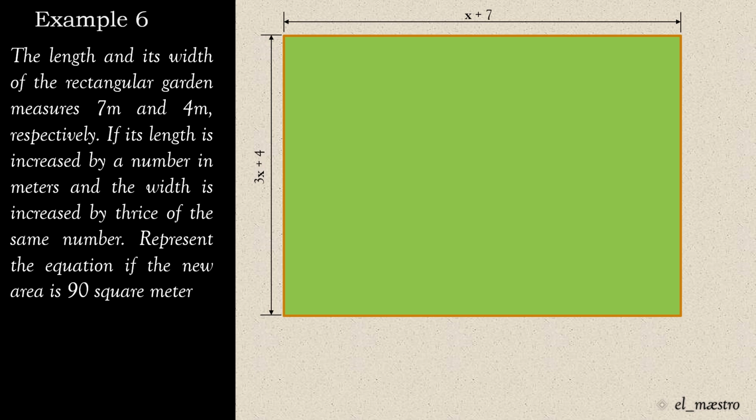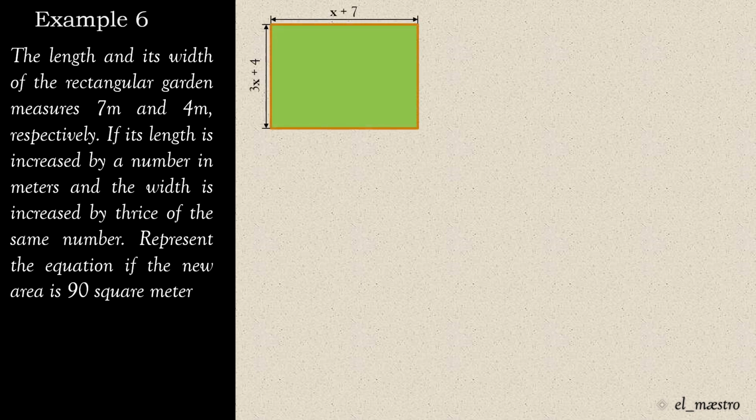Okay? So after mag-drawing, you solve na, kaya naa naman tayo na figure na garden. Natong garden gamay no para maano natong solution. So after that, you write all the given nga naa sa problem. You have the length, which is now the new length is x plus 7. We have also the new width, which is 3x plus 4, and the new area of the rectangle is 90 square meters.